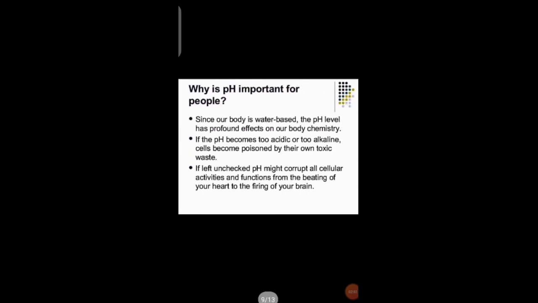Now we will talk about the importance of pH. Why is pH important for the people? Since our body is water based, the pH level has a profound effect on our body chemistry. If the pH becomes too acidic or too alkaline, cells become poisoned by their own toxic waste. If left unchanged, pH might corrupt all cellular activities and functions, from the beating of your heart to the firing of your brain. If the acidity increases in your stomach, it can be dangerous. If your stomach is empty, its environment becomes more acidic.